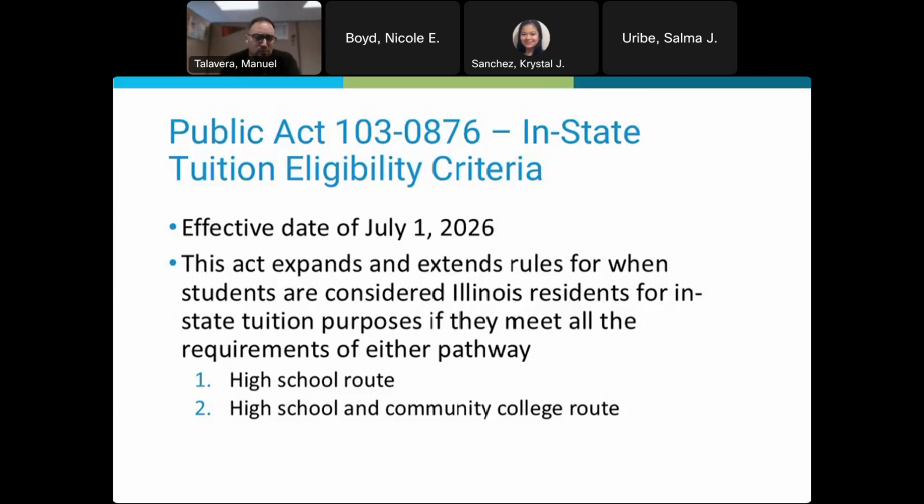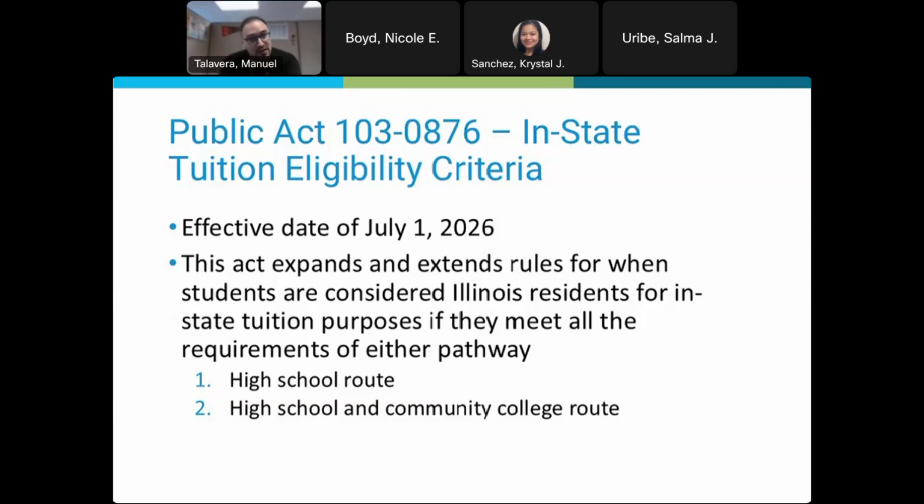So first thing I want to talk about is Public Act 103-0876, which makes changes to the in-state tuition eligibility criteria. So while this was signed last year, the effective date isn't until July 1st of 2026, so we still have some time. So for those who are wondering, well, if the criteria is changing, what's the current criteria? We'll talk a little bit about that. But essentially, this law is important because when it comes to the alternative application, to be considered a qualifying undocumented student, you have to be considered an Illinois resident for in-state tuition purposes, which has been defined in Illinois since 2003. So it makes updates to that.